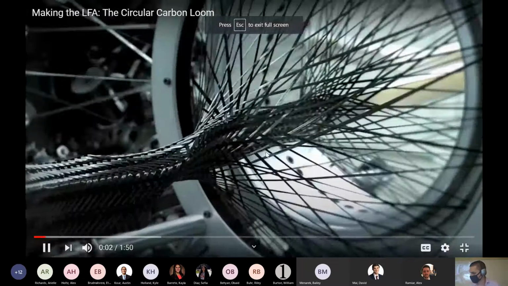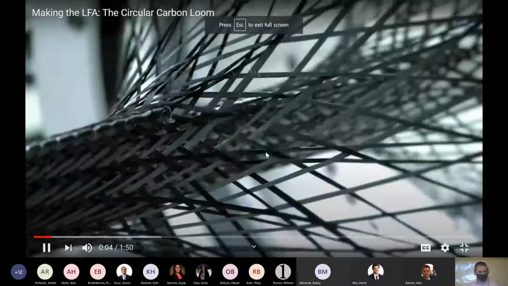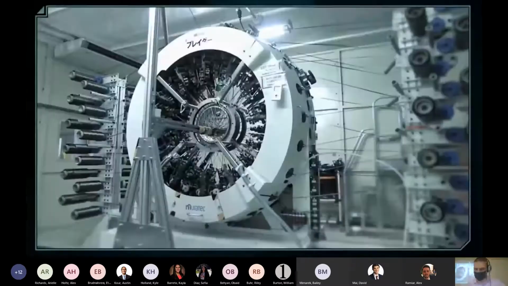In the pursuit of a stronger, lighter carbon fiber, the hard way is the only way.